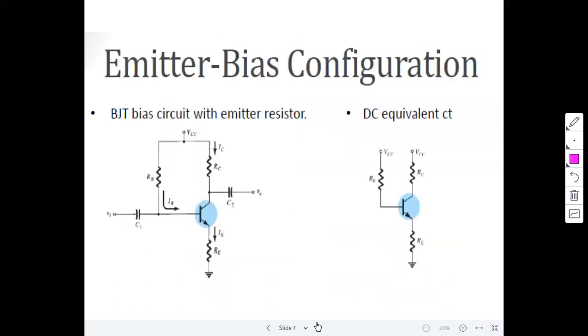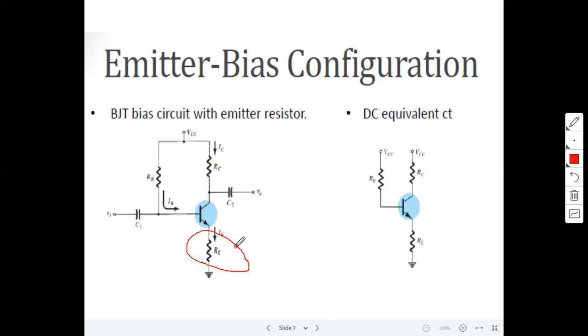Okay, that is about the first circuit configuration. Now today we discuss another circuit, the emitter bias configuration. The circuit is also called base bias with emitter resistor. Compared to the previous bias circuit, what is the difference here? The difference is that only one extra resistor, RE, is included here. Without RE, the circuit is the same as the fixed bias or base bias configuration.